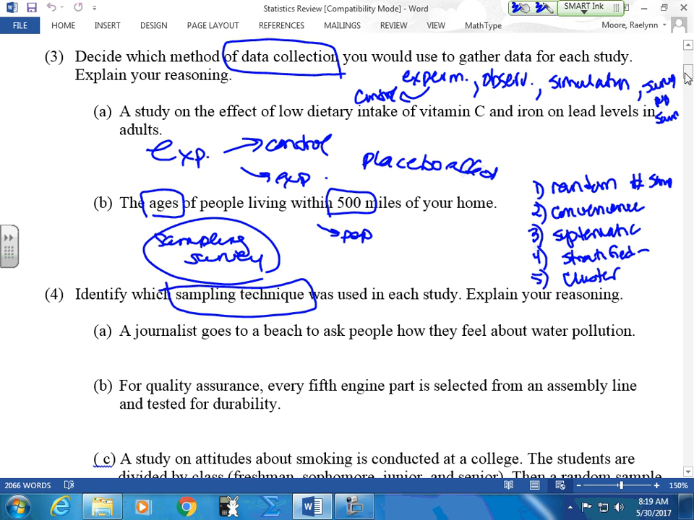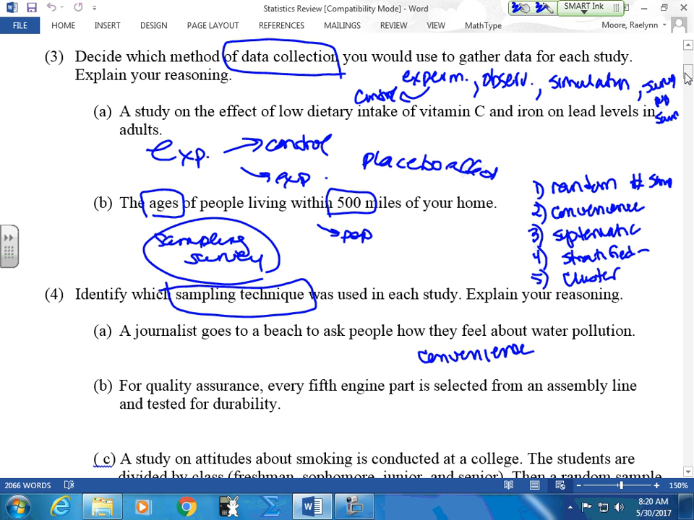Okay, so a journalist goes to a beach and asks people how they feel about water pollution. Of these 5, which sampling technique is that? Convenience. It's very convenient to go ask people that sit on the beach what they think about water pollution. And what should their opinion be? They should feel very strongly about water pollution because they're sitting there on the beach, right?